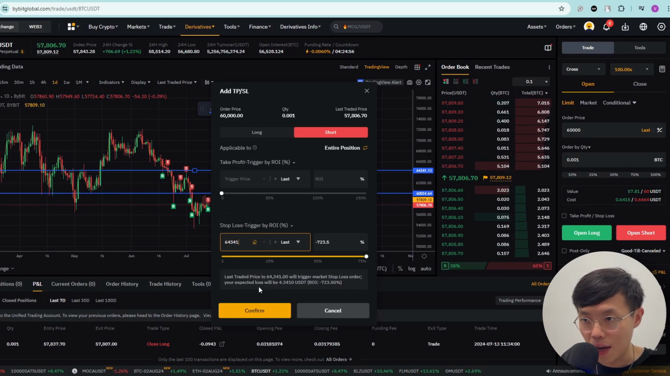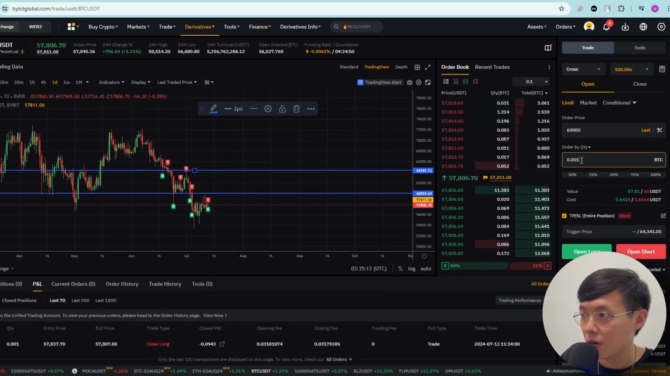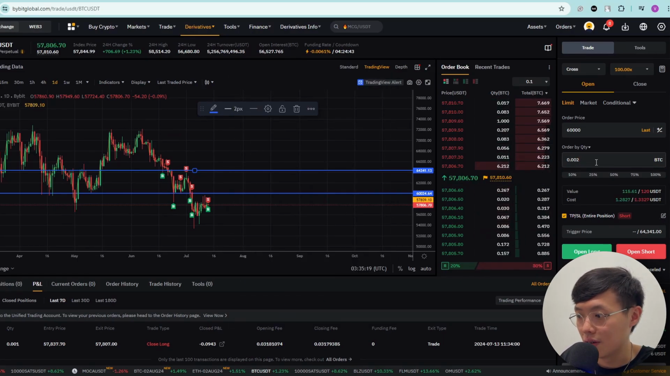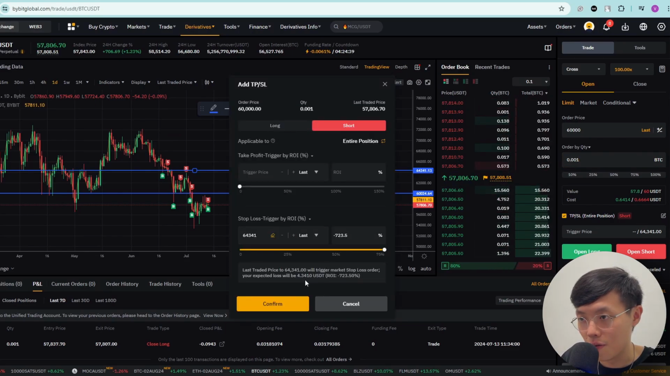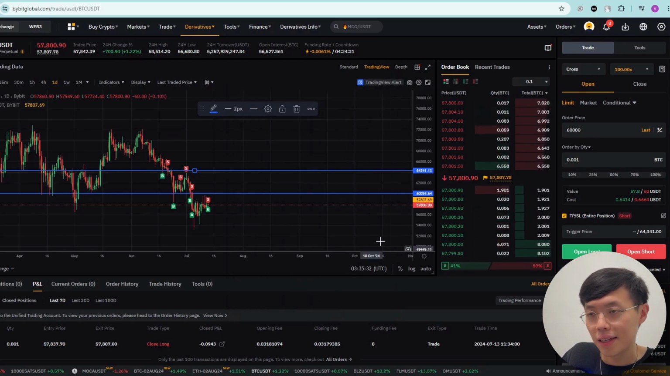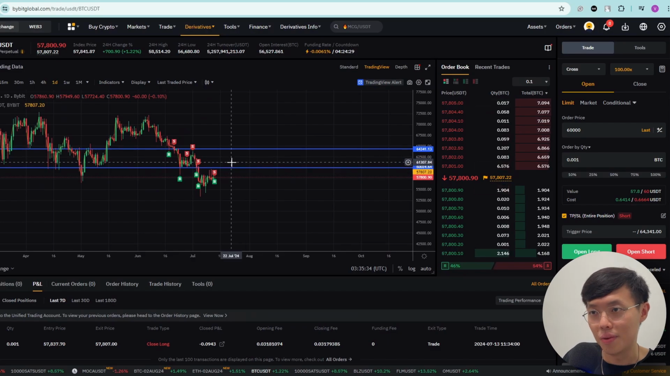Okay, this is my expected loss, right? It's almost around 5 USDT. Maybe I want to have more, right? Let's see. So right now we can't have more. The limit right now is 0.01 Bitcoin, which gives us a stop loss of 4 USDT. So we are willing to lose 4 USDT. Confirm. This is your risk management.